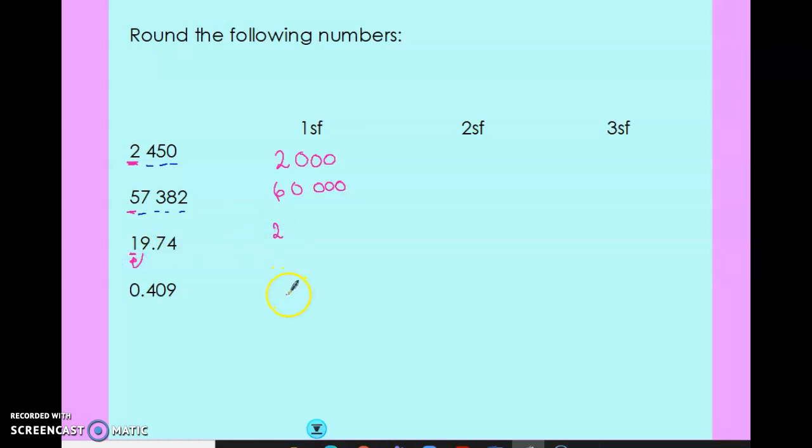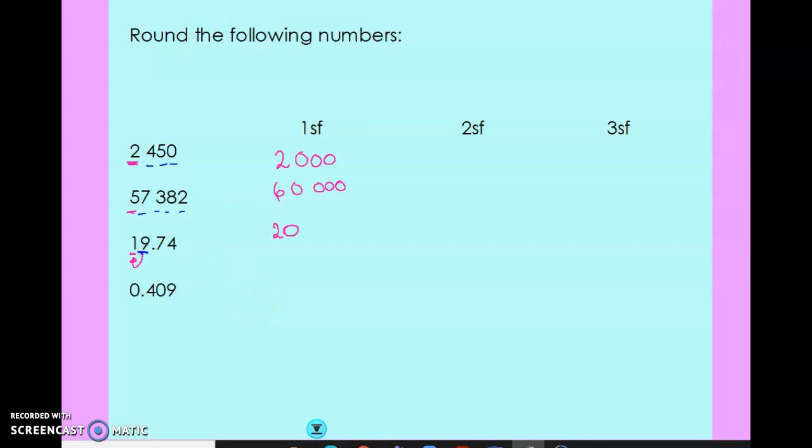So we get 2. Then I have one digit up to my decimal point. I don't want to fill in zeros after my decimal point because zeros after decimal points become significant. So I just want to make that one 20. Okay.